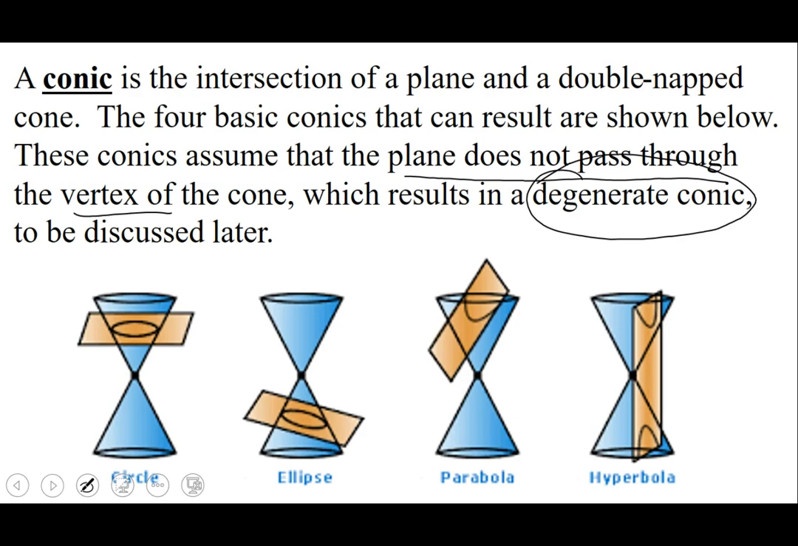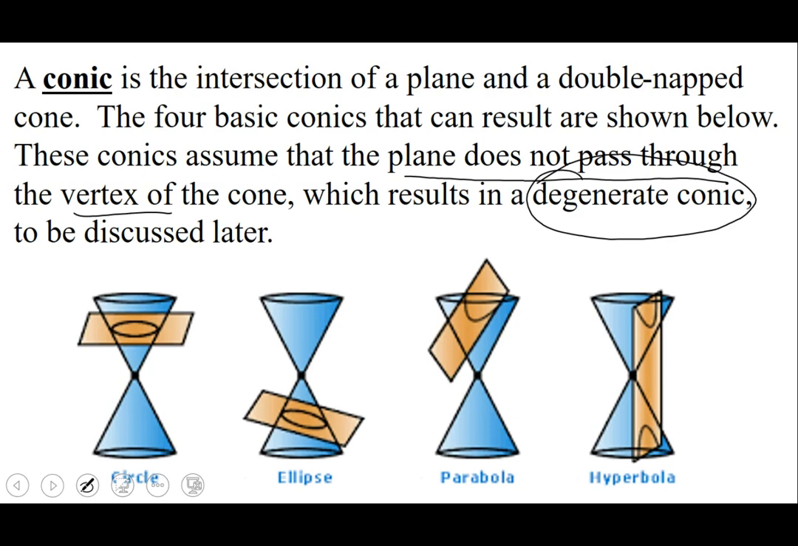So take a look at the first one, which is a circle, which is probably the one that you're the most familiar with. That's what happens if the plane intersects parallel to one of the bases. Then in the second one, you have an ellipse. That's what happens if the plane intersects the two sides, but at an angle. You basically get a stretched out circle, which is called an ellipse.